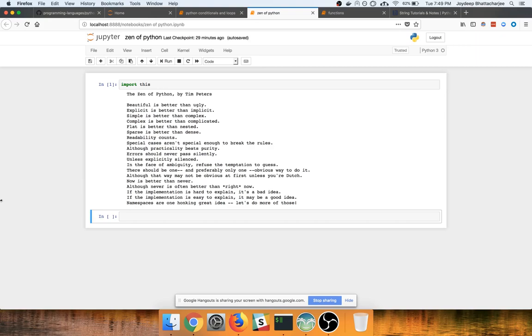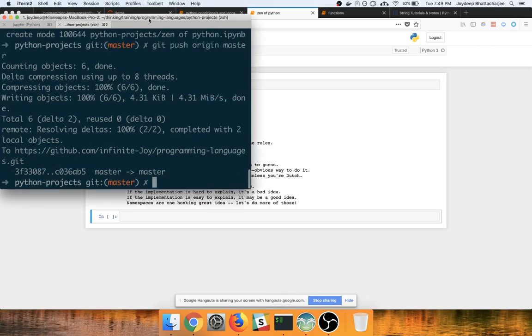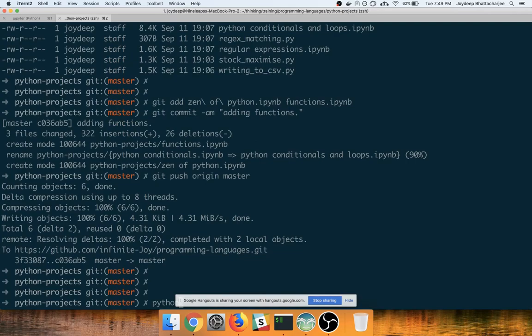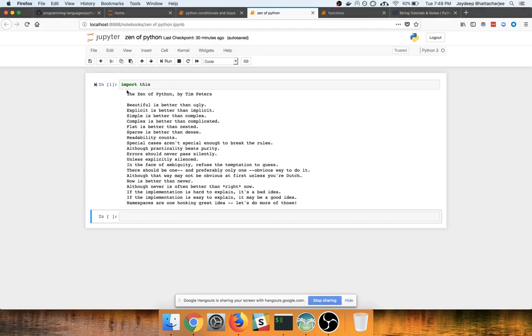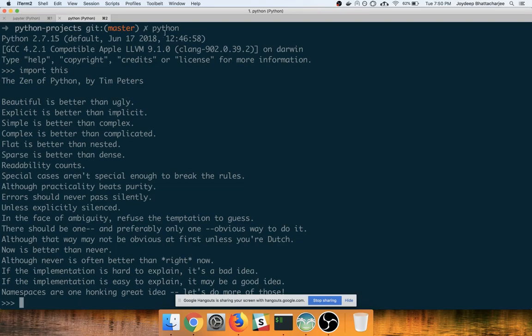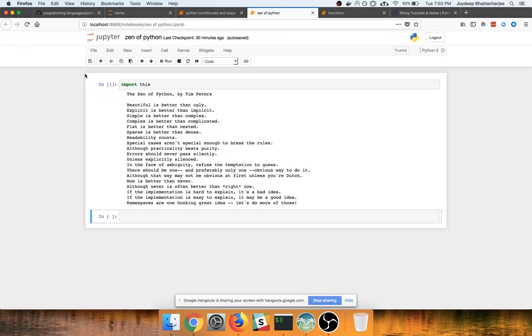Okay. So you can get this easily by typing Python in the CMD and pressing enter. You should get the interpreter, and then just type import this, like this. Okay, Zen of Python. Yeah, I got it.